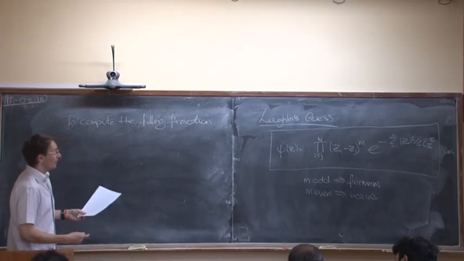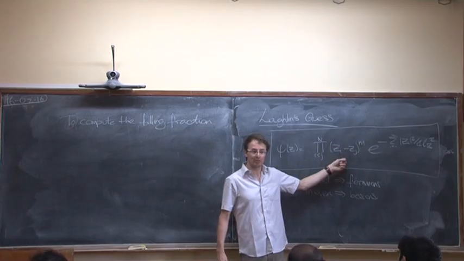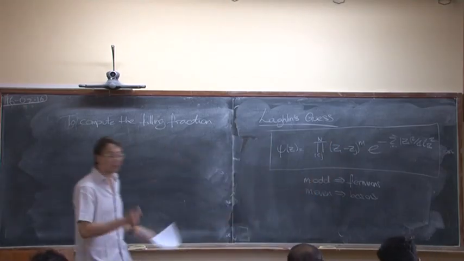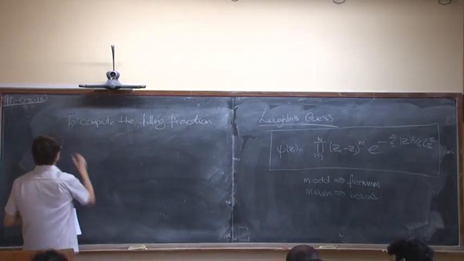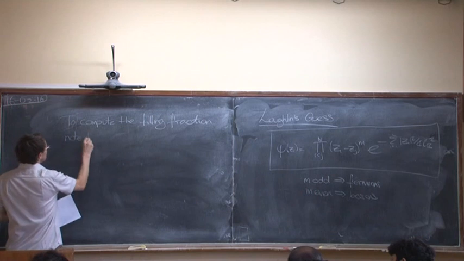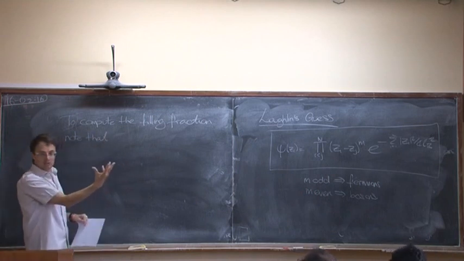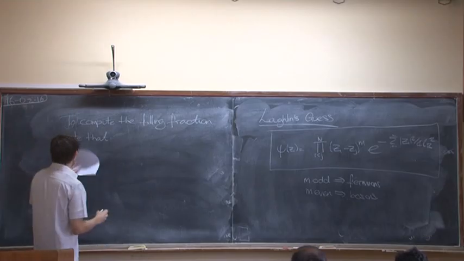Okay, so how do you compute the filling fraction? Well, what you do is you figure out the area of the droplet described by this wave function. So we have N particles. You focus on one particle, look at just, say, z1. You think about z1 as being dynamical and all the other particles' positions just being fixed. So it's a wave function just for one particle.